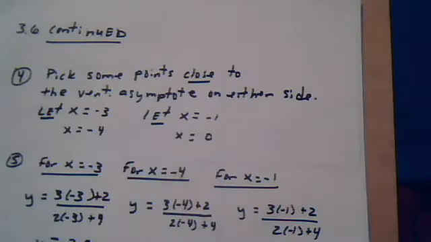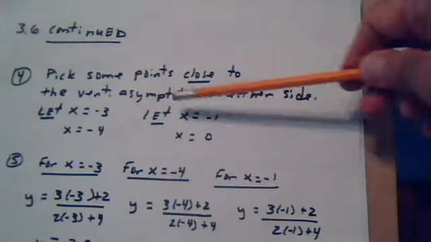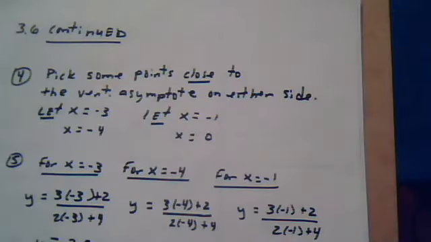Now you do what you would do with any other graph: you plot some points. Since you're dealing with asymptotes, the recommendation is to plot some points near the vertical asymptote, two on the left and two on the right. You'll see how that helps us. Pick some numbers that are close to the asymptote on either side.